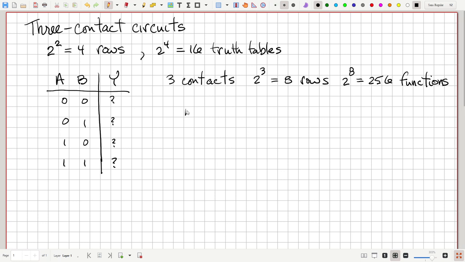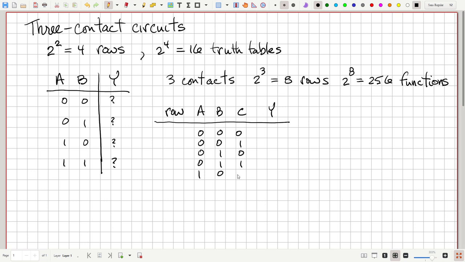So here we can certainly write out the rows of the truth table when we have three contacts. Let's put the row number here, A, B, C, and here will be Y. And we'll put all the A, B, C values: 0, 0, 0, 0, 0, 1, 0, 1, 0, 0, 1, 1, and 1, 0, 0, 1, 0, 1, 1, 1, 0, and 1, 1, 1. Any possible combination of three ones or zeros is contained in this truth table. And this will be row 0, row 1, 2, 3, 4, 5, 6, and 7. So there are 8 total rows. And then we can put our Y value over here. And again, we'll have 256 possibilities for the way we could fill out these Y values.